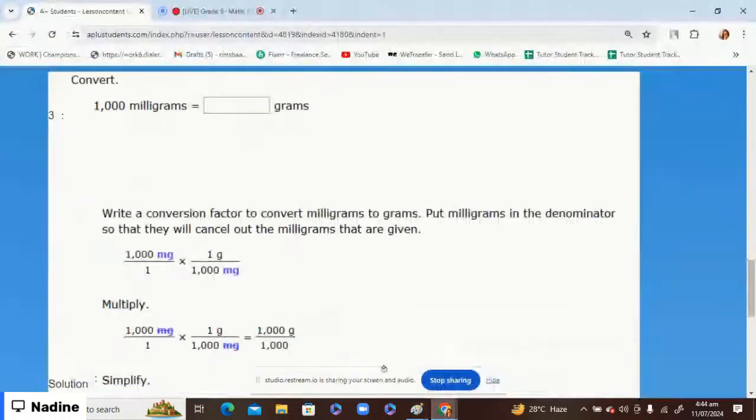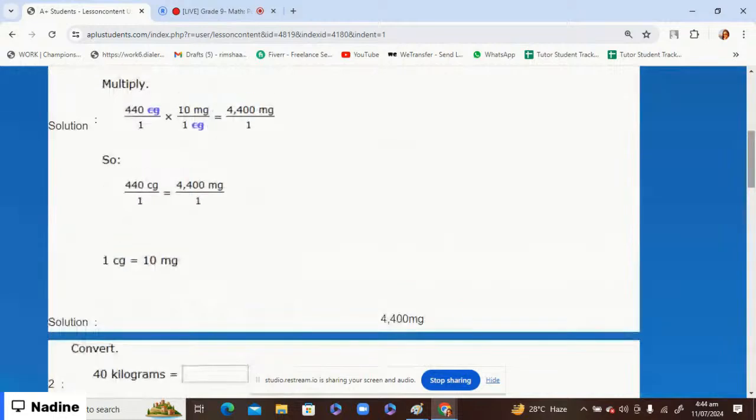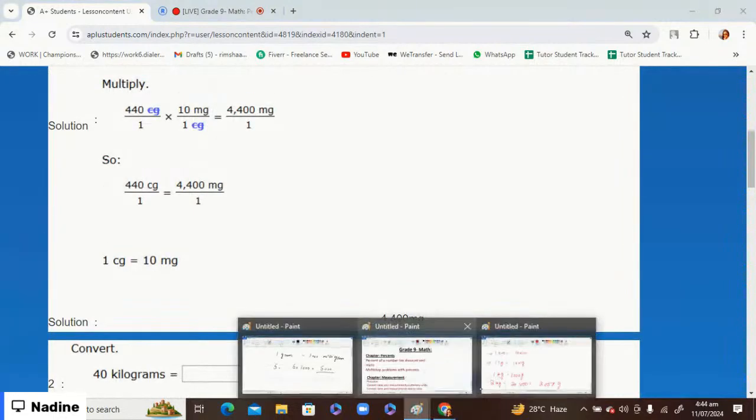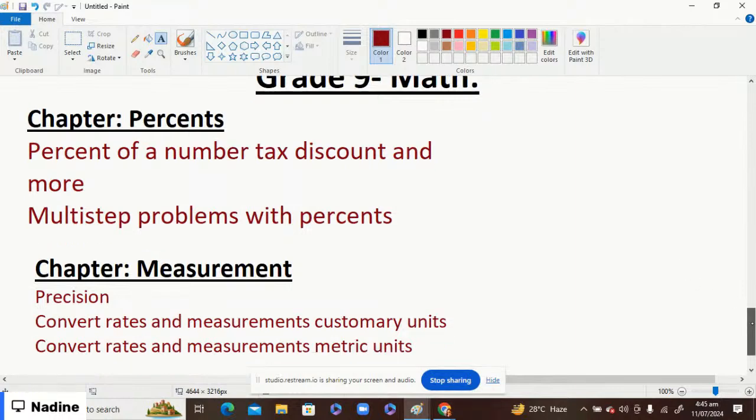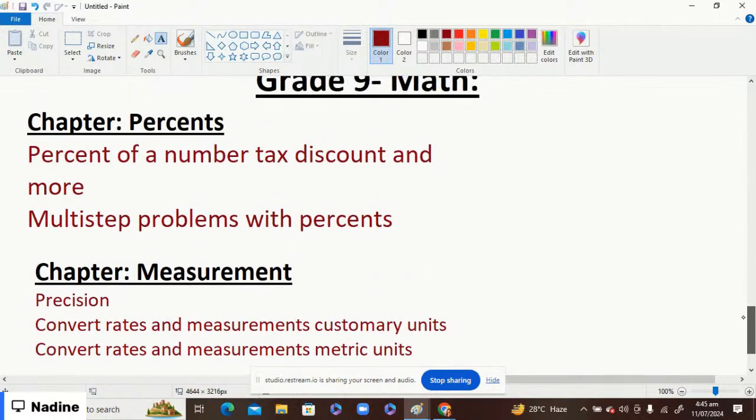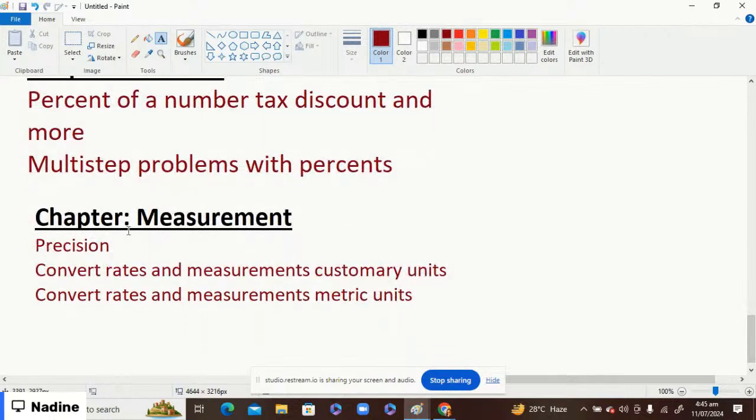Hope you guys understand all these lessons. So today we covered grade 9 maths, the first chapter, which is percents. Only two lessons are left from that chapter: percent of a number, tax, discount, and more, and multi-step problems with percent. The second chapter is measurements, of which we covered three lessons today: first precision, then convert rates and measurements in customary units, then convert rates and measurements in metric units.